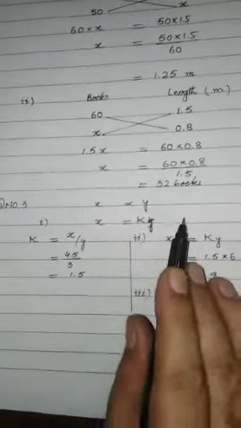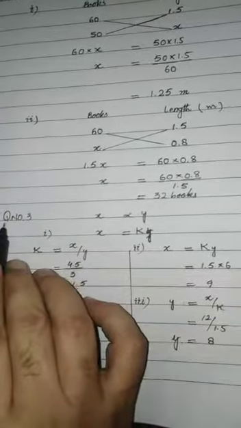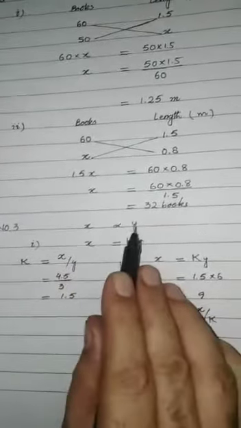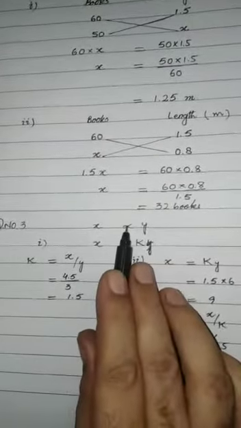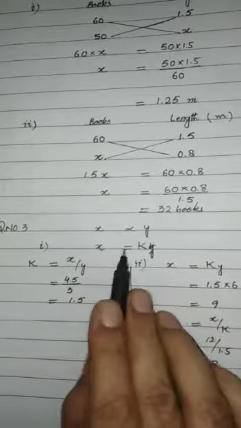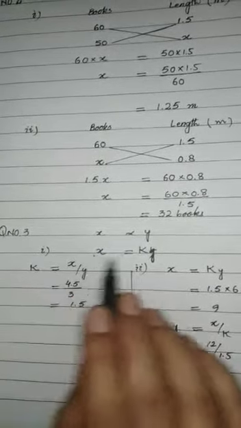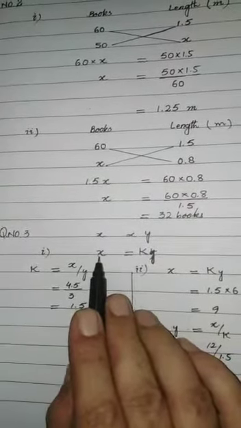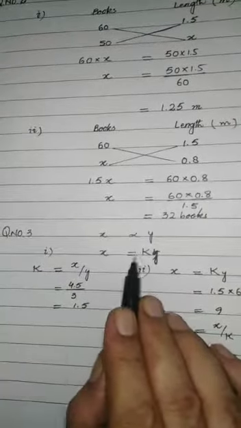In question number 3, it is a different question. X is directly proportional to y, which is given in the statement, and when we convert the proportionality sign into an equation, the equation will be x is equal to ky. This is the answer of the first part. This first part shows the relation between x and y in the form of an equation.